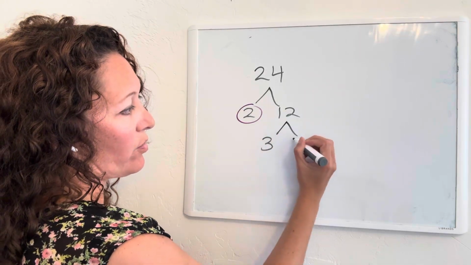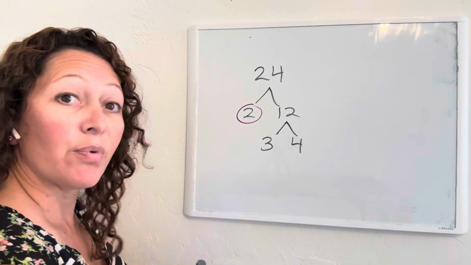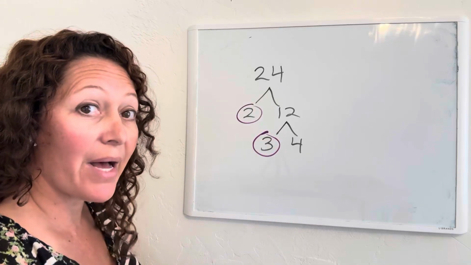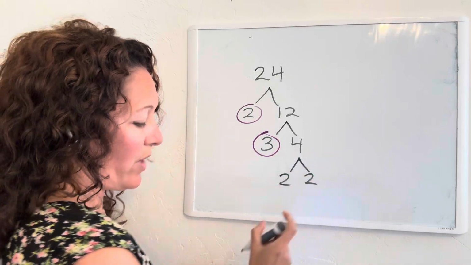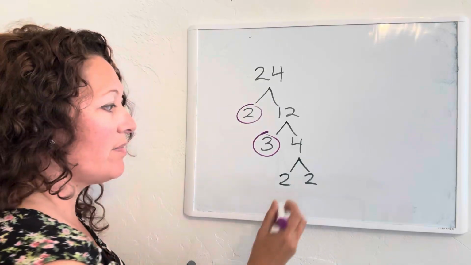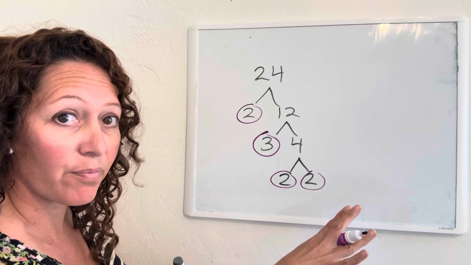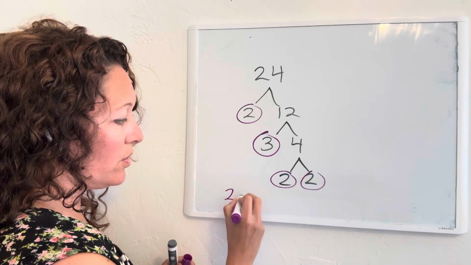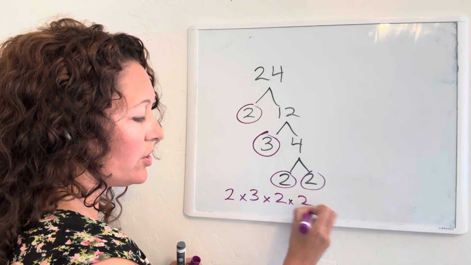You can have 3 and 4, so 3 times 4 becomes 12. 3 is a prime number, so I'm done here, but 4, still a composite number. I have to keep breaking it down, and so that breaks down to 2 and 2. Those are both prime numbers, and now I'm done. Everything's down to the level of being a prime number. So my final primes are 2 times 3 times 2 times 2.